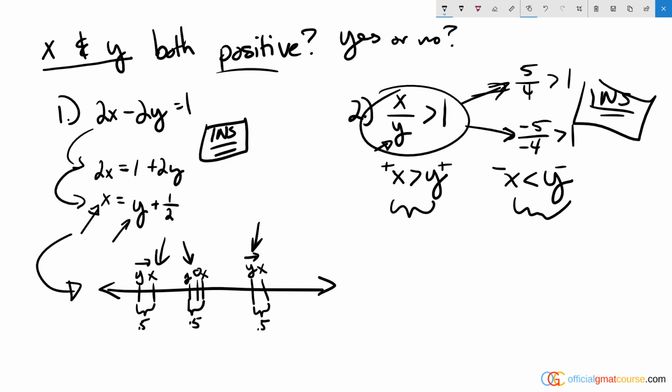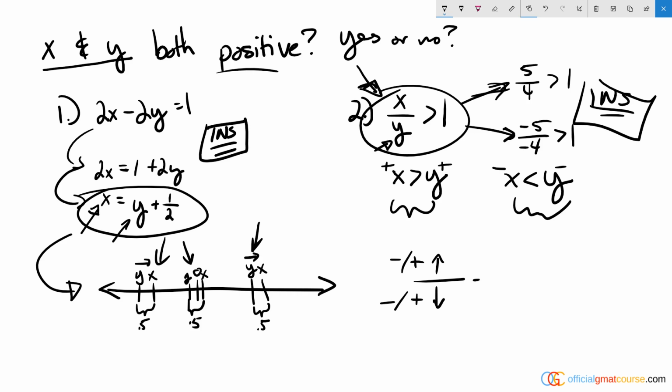The two statements together say x is greater than y by 1/2. And basically, I know that the absolute value of x is larger than the absolute value of y, and they both have the same sign. So I know the top of the fraction has a larger absolute value than the bottom of the fraction, and I know that they're either both positive or they're both negative because they give me a positive sign out and they give me a number where the top of the fraction is bigger than the bottom.